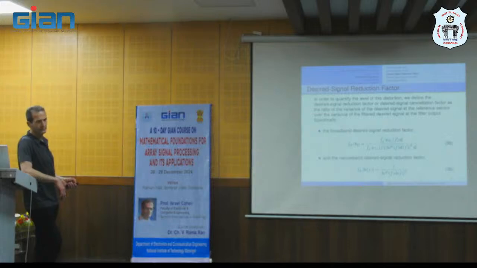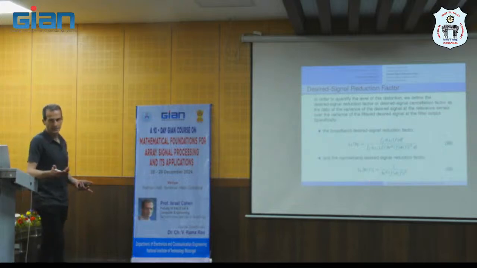So you see, for MVDR, for example, what will be the desired signal reduction factor? The narrowband. What will be the narrowband? First, I'm talking about the narrowband. What will be the narrowband desired signal reduction factor for MVDR? 1, which means that there is no desired signal reduction.